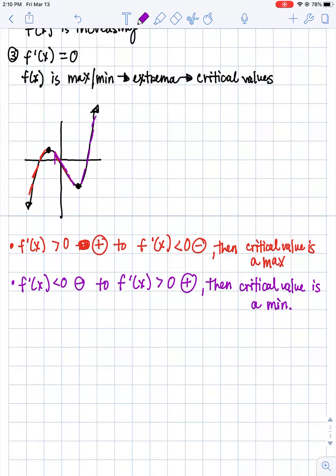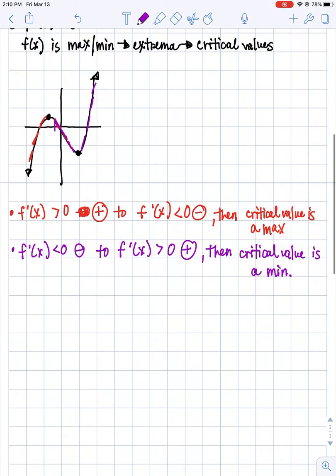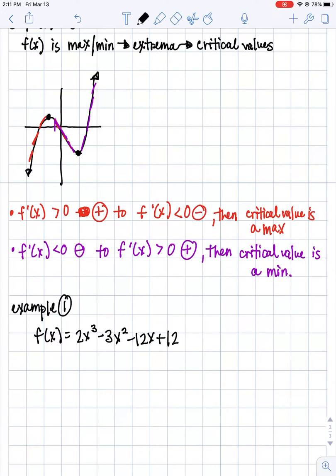Okay, so I think I covered what I needed to cover in the notes. And so now I'm going to go into example 1 of the PowerPoint. The problem is f of x equals 2x cubed minus 3x squared minus 12x plus 12. The directions say find extrema. And again, extrema means a max or min. And then it wants us to graph it, and we're going to do that. That's why I have graph paper as the background.